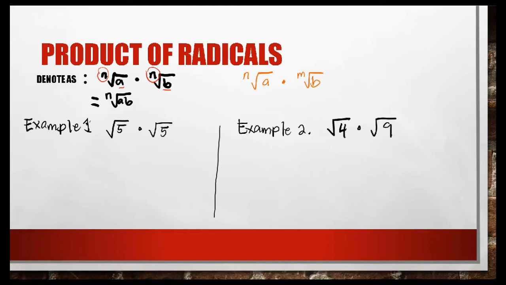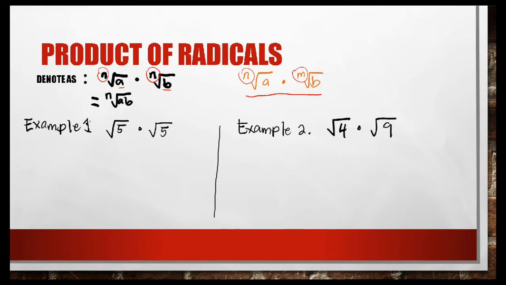What if ang atin namang given is mth root of A times nth root of B? Therefore, the index is not the same. So, hindi pareha yung ating index. Therefore, meron tayong iba pang process of solving ng ating product of radicals if the index is not the same. So, ito yung ating mapag-aaralan in this video for product of radicals. In this one, sa ating index na hindi magkapareho, meron tayong ibang process dito.